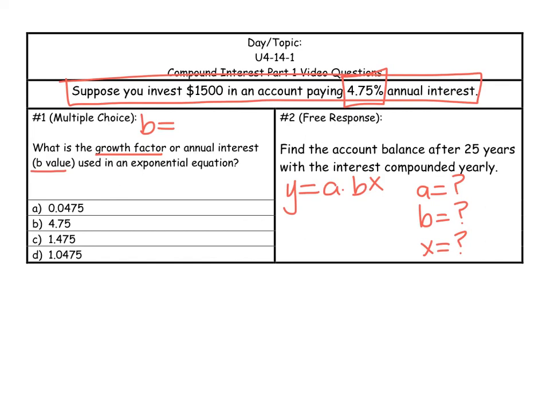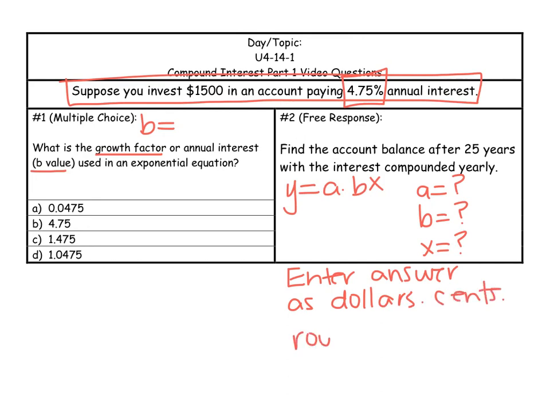Then make sure you enter your answer on the Google form as dollars and cents, and money is always rounded to the hundredths place. That's 2 places after the decimal. Be sure to enter your answers on the Google form.